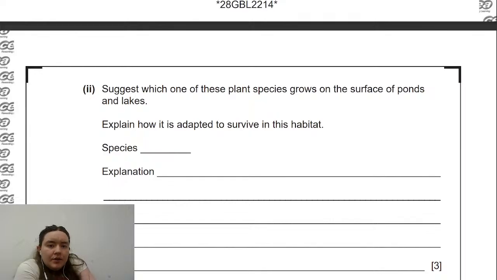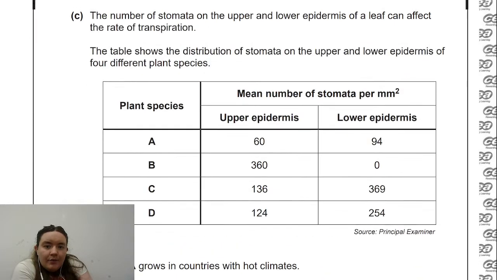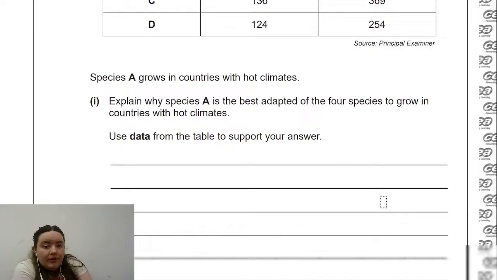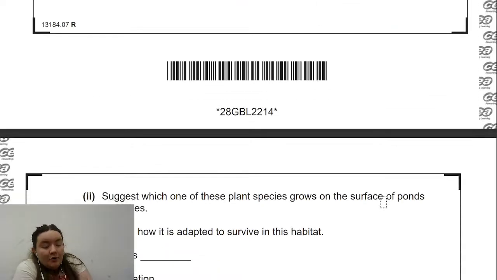So, suggest which one of these plant species grows on the surface of ponds and lakes. And that one's actually fairly obvious, and the answer is B, because there has to be a reason why there's nothing on the lower epidermis when normally the lower epidermis has more. And the reason for that is the plant would just drown. The plant would drown if it had lots and lots of stomata on its lower epidermis and it was on a lake.